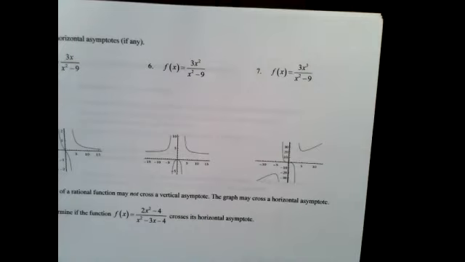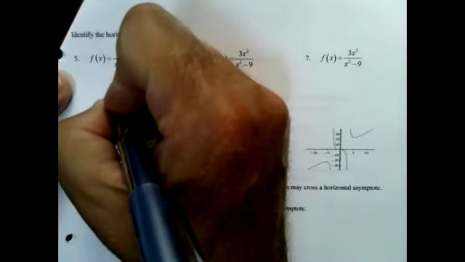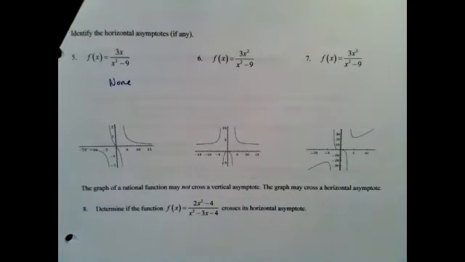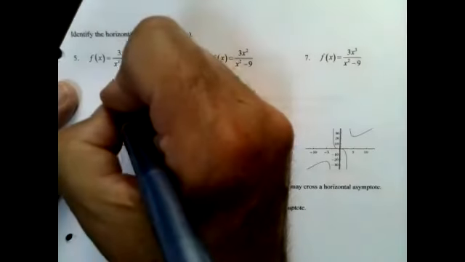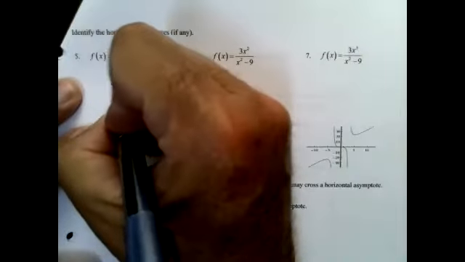Let's see what we have. Identify the horizontals. What say ye for number one? Or actually, it's number 5. Well, I'm looking at what I'm going to think. I'm going to put none, because, well, maybe not none. What is it? This was my second case. This was my y equals 0 case.